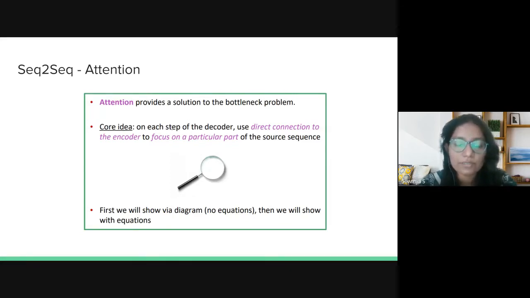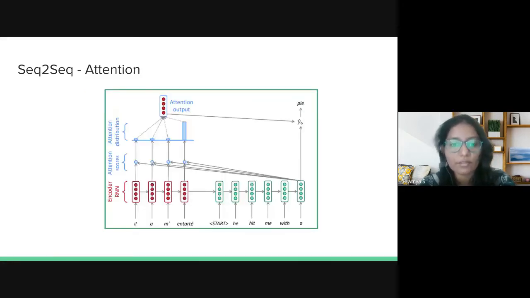So what we do is on each step of the decoder, we have a direct connection to the encoder to focus on the source sequence. So we have these connections to the decoder, which say, okay, pay attention to this part of the encoder input, instead of having a single vector that decides how it should be treated. So the encoder RNN, before it produces the output, has an attention layer where you calculate attention scores, and the decoder has access to these attention scores.